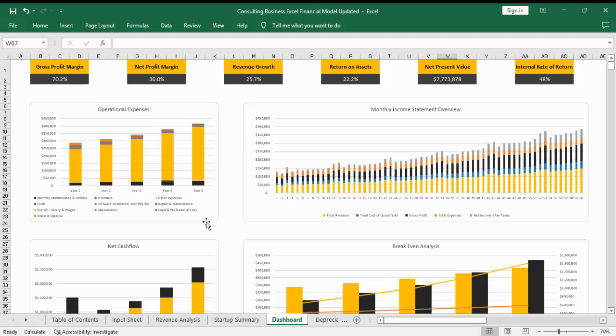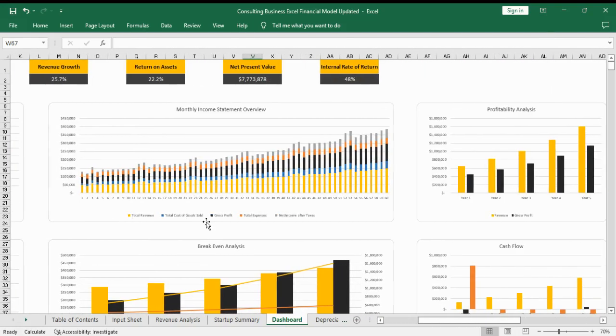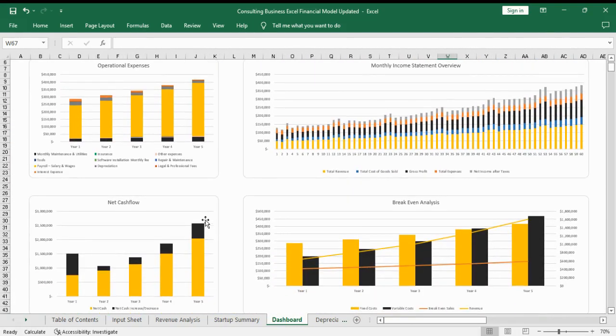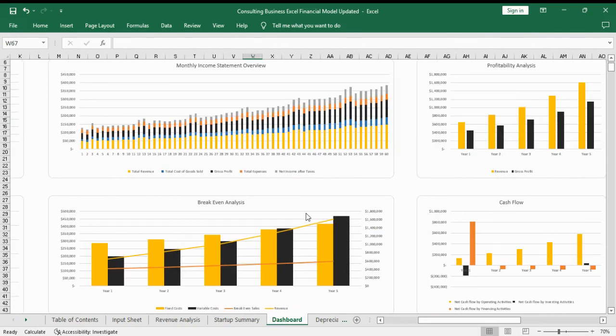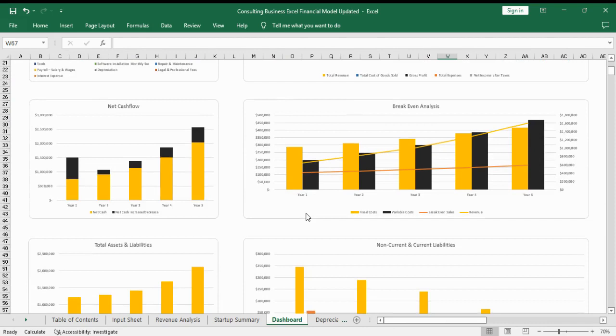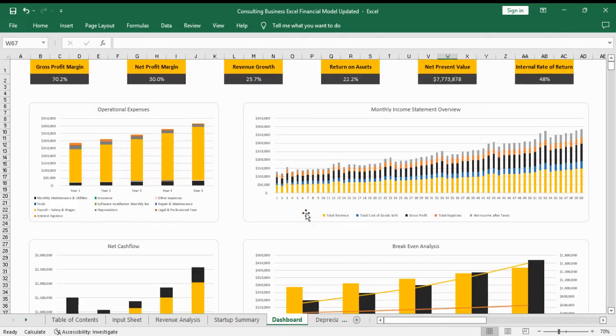It shows you a visual representation of how your business will be performing over the next 5 years. It includes expense distribution, profitability analysis, cash flow, break-even analysis, and other relevant metrics. Also, the key performance indicators are presented at the top of the dashboard.